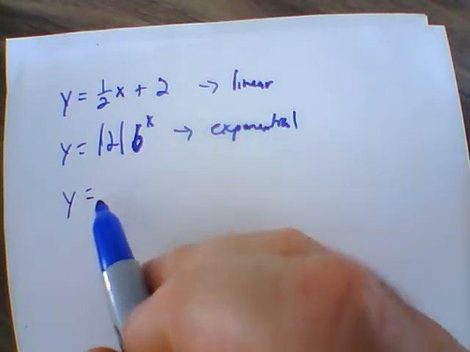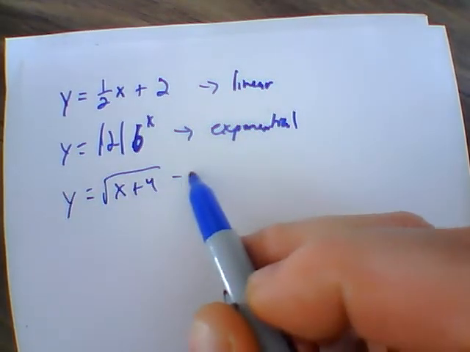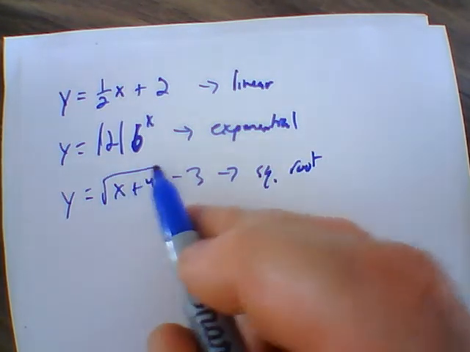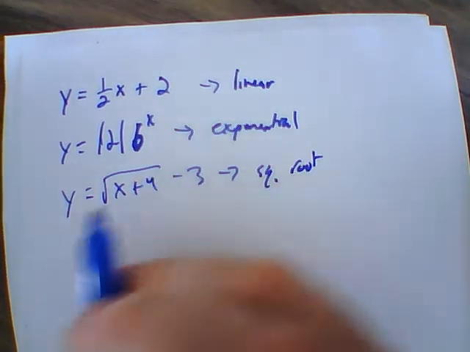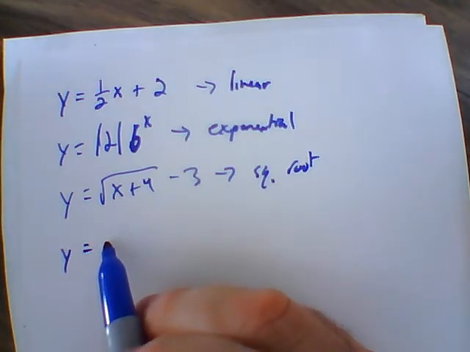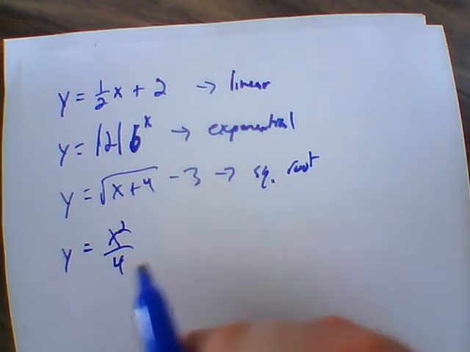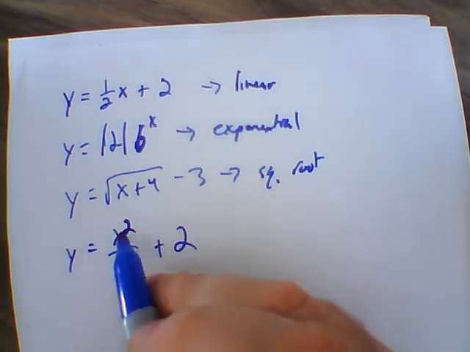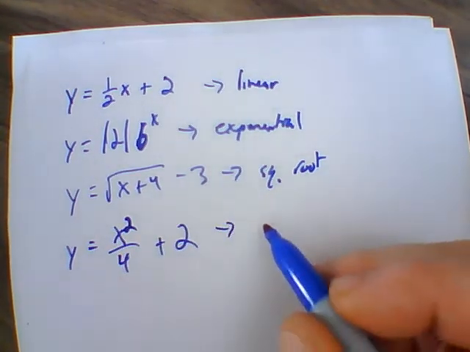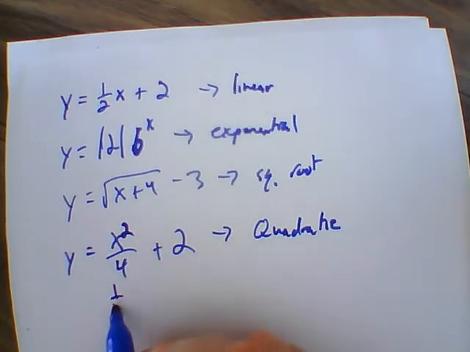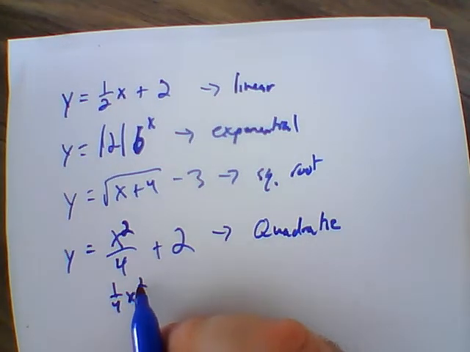If I said y equals the square root of x plus 4 minus 3, here is our square root function. Once again, x is under that square root as we're looking at this problem. If I said y equals, let's go, x squared over 4 plus 2, once again, because we have this x squared, this is a quadratic. Even though it's over 4, this is really just saying 1/4 x squared. So we have 1/4 times this. That x squared is our key factor within here.